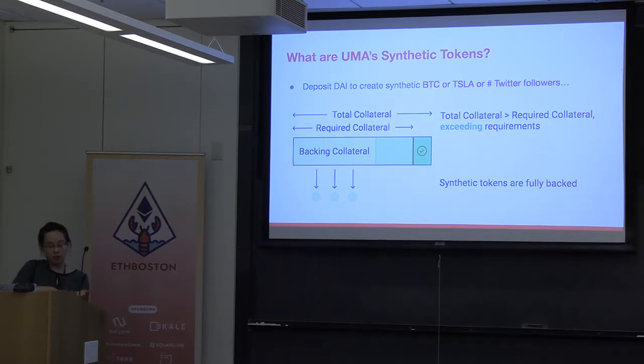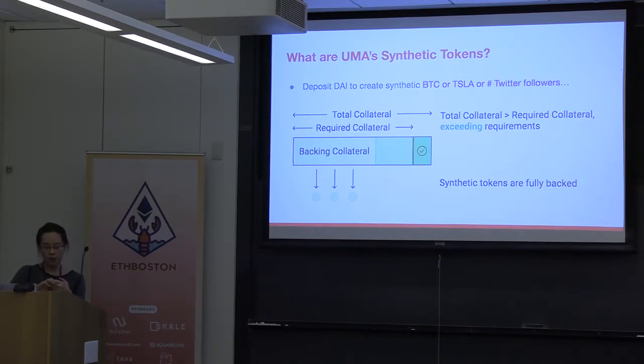But what we've done with UMA is instead of depositing a volatile asset like ETH and then borrowing a stable asset like DAI, you're going to deposit a stable asset like DAI and then borrow a volatile asset. So that volatile token could track the price of Bitcoin in DAI, or the price of Tesla in dollars, but we just use DAI instead of dollars.